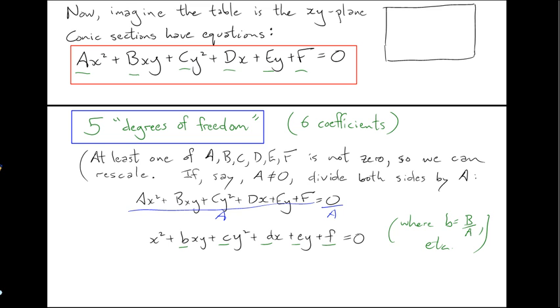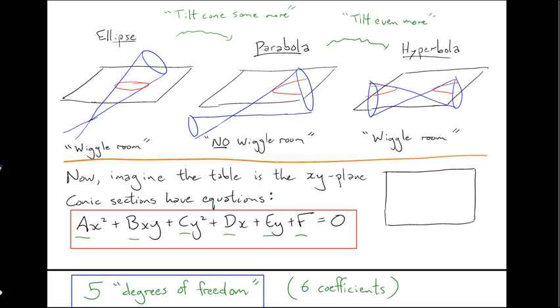Now let's see how this idea of 5 degrees of freedom relates to the pictures here. Look at the ellipse maybe. You could slide the ellipse around in the x direction or in the y direction. So you have 2 degrees of freedom by sliding a curve around on the table. You can also rotate a curve on the table. There's another degree of freedom. You could raise or lower the cone to get bigger or smaller curves. There's another degree of freedom. And finally, you can tilt the cone, as we've been doing. Tilt it to get these different curves.